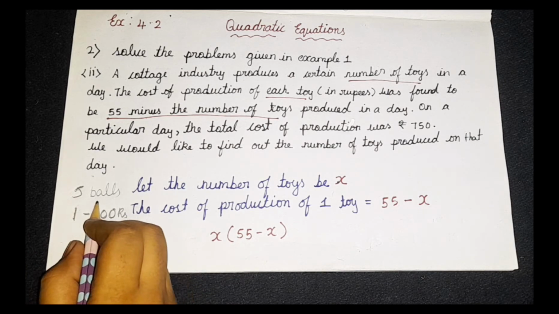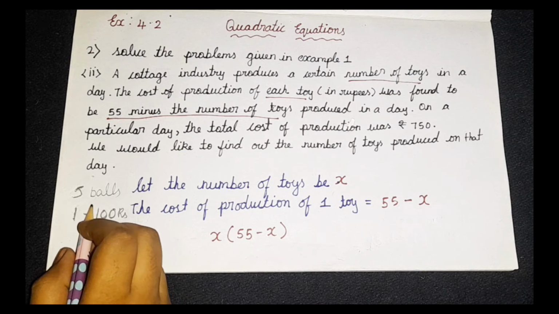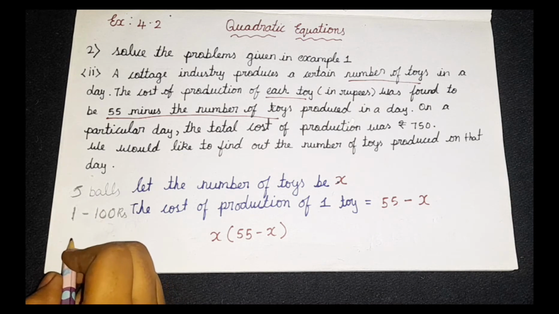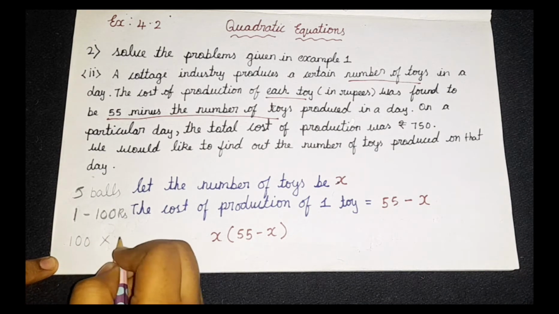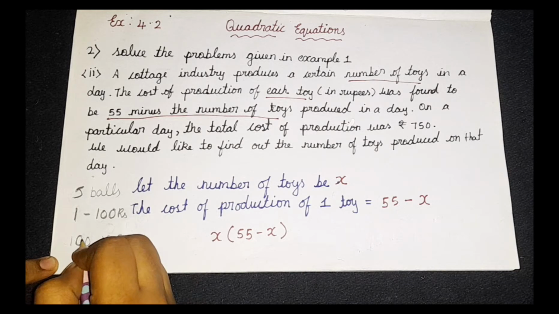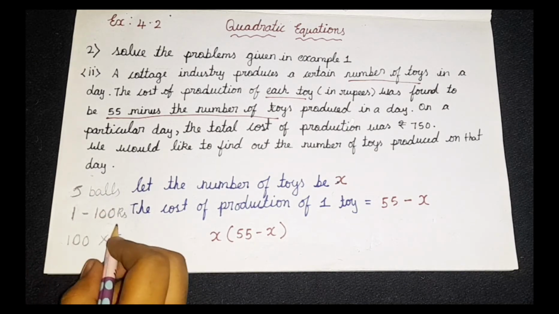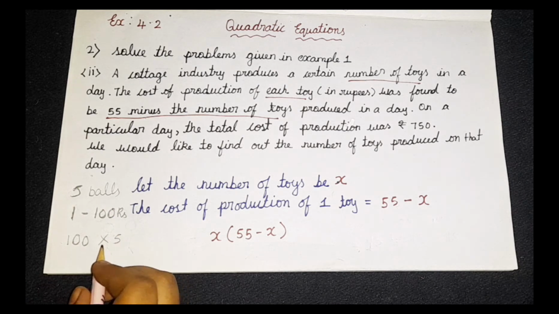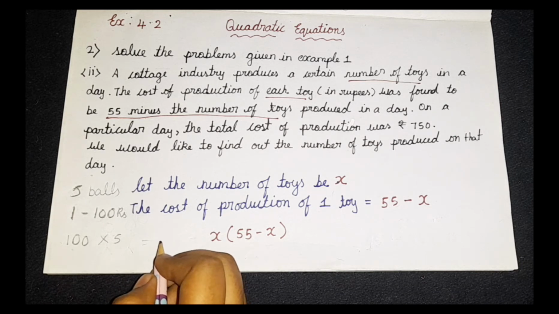What about 5 balls? We want to know how much it costs if we buy 5 balls. For that, we multiply 100 into 5. Am I right? Why? Because we want to know how much it costs to buy 5 balls. One ball is 100 rupees, so when we multiply 100 rupees into 5, we'll know how much we should pay for them.